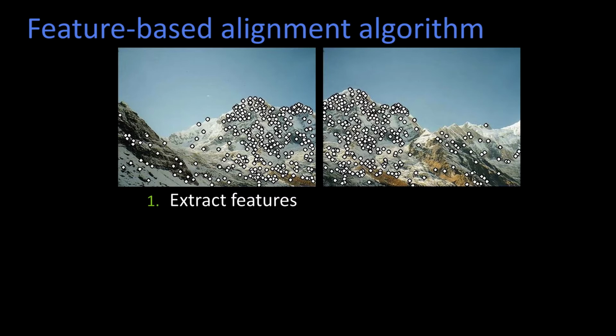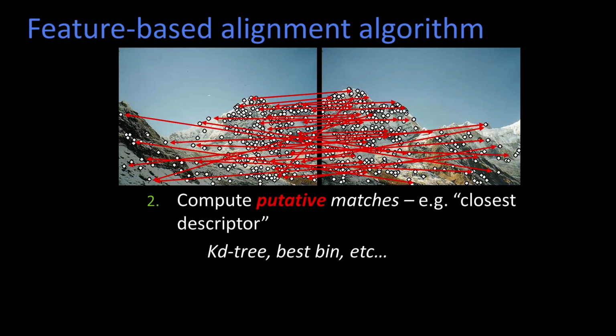So the first is extract the features. Fine, we do that. Second is compute these putative matches. That's the term that's used. This is what I was talking about doing this KD tree or the best bin. And what you see drawn here, all those red arrows, those are going from some feature in the left to the best feature matching it on the right.